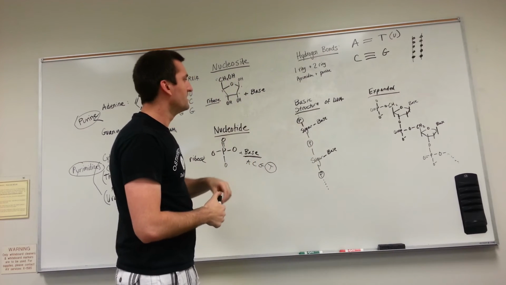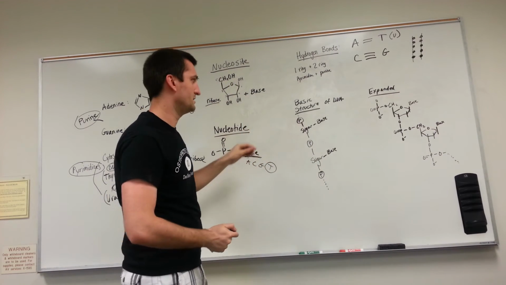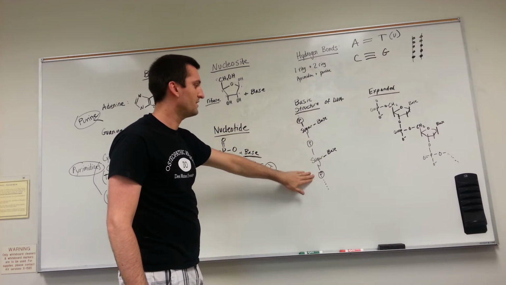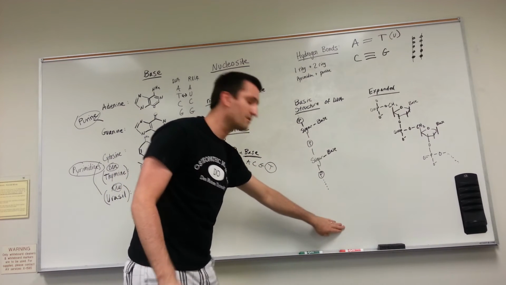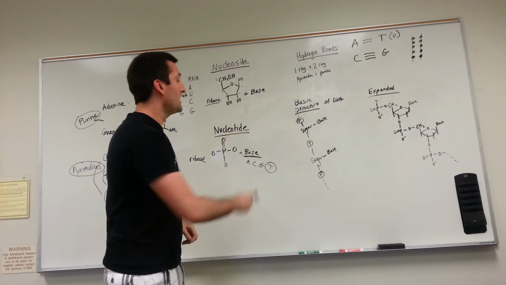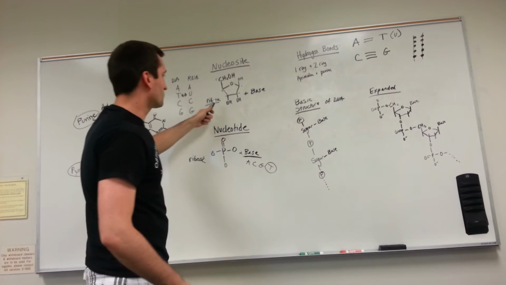We have DNA and RNA, interchangeably. We have a phosphate, sugar, phosphate, sugar, phosphate, sugar, phosphate, sugar, phosphate, sugar backbone. Our backbone is going to be a phosphate-sugar backbone. And that sugar specifically is going to be a ribose.